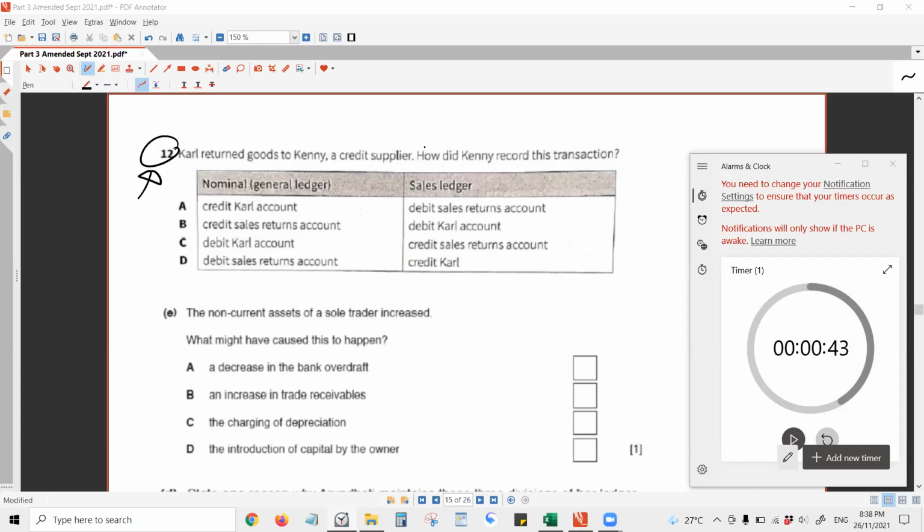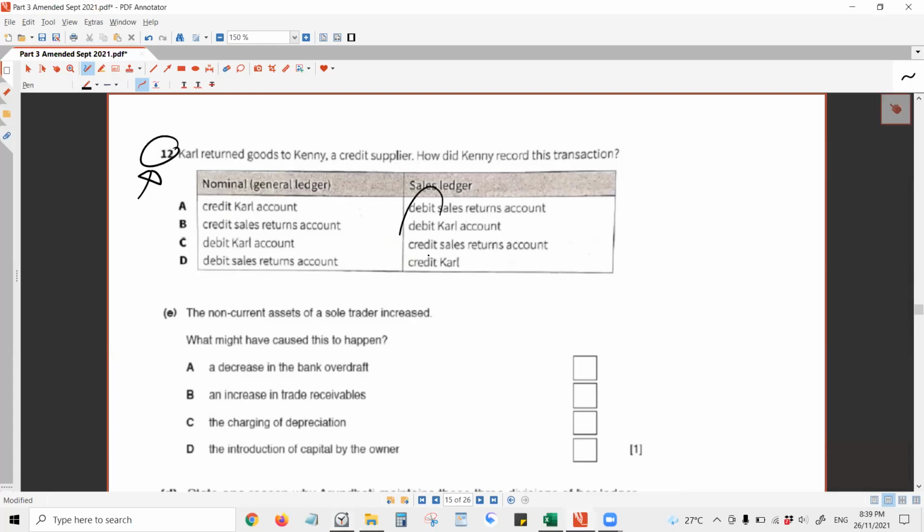So first and foremost, the question is asking you something about data entry for sure, right? They ask you what to debit and then what to credit. Agree? Okay, that's not the only thing asked in this question. They also ask you to determine whether the account belongs to the nominal ledger or the sales ledger, right? Sales ledger should contain customer's accounts. Is sales returns a customer? So for sure, A and C are out.